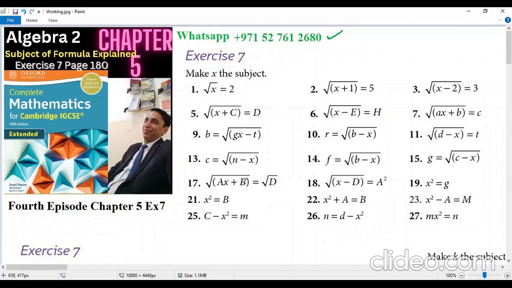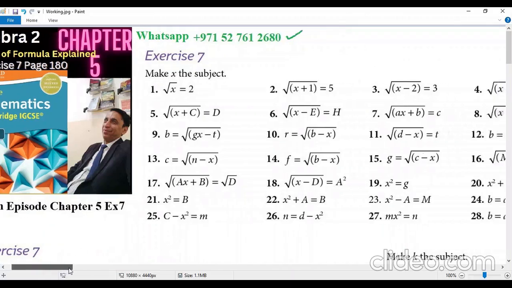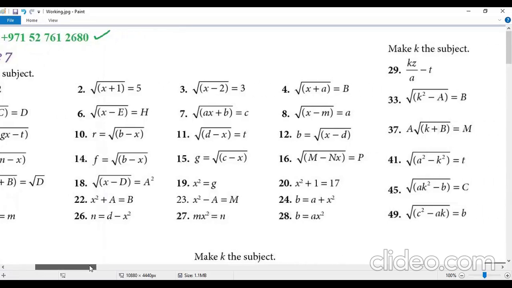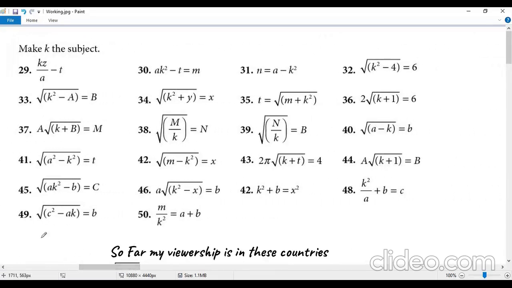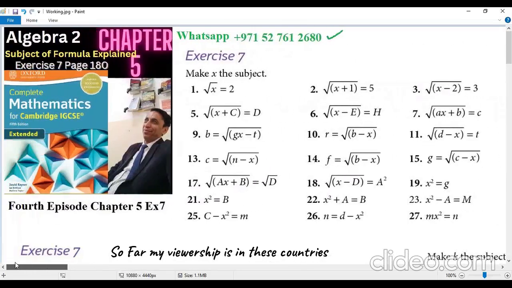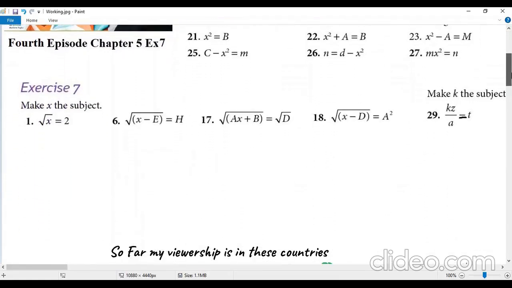This is the exercise that you will find in the book, exercise 7. In the first part, from question number 1 to 28, it's being asked to make X the subject, while from question number 29 onwards till 50, it is being asked to make K the subject. I have selected a few questions that were a bit tricky. So these are the questions.